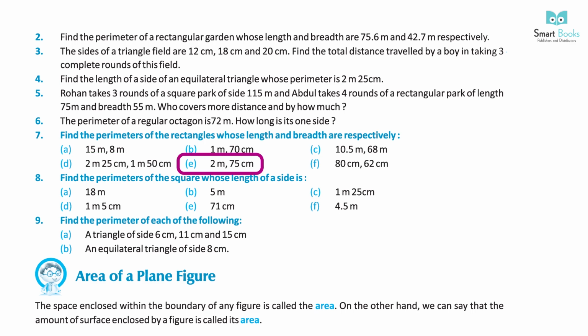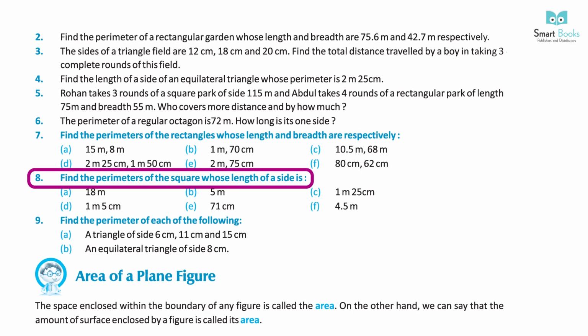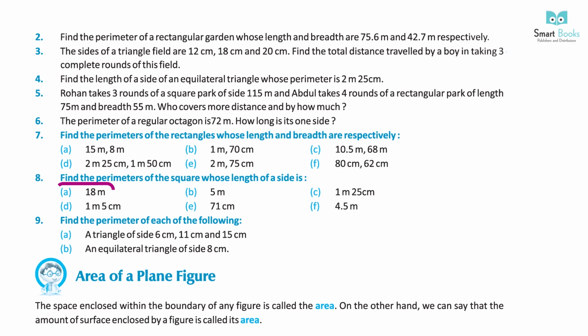E. 2 meter 75 centimeter, solution 5 meter 50 centimeter. F. 80 centimeter, 62 centimeter, solution 2 meter 84 centimeter. Question 8. Find the perimeters of the square whose length of a side is A. 18 meter, solution 72 meter. B. 5 meter, solution 20 meter. C. 1 meter 25 centimeter, solution 5 meter. D. 1 meter 5 centimeter, solution 4 meter 20 centimeter. E. 71 centimeter, solution 2 meter 84 centimeter. F. 4.5 meter, solution 18 meter.